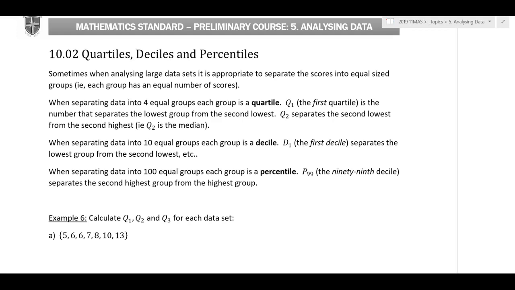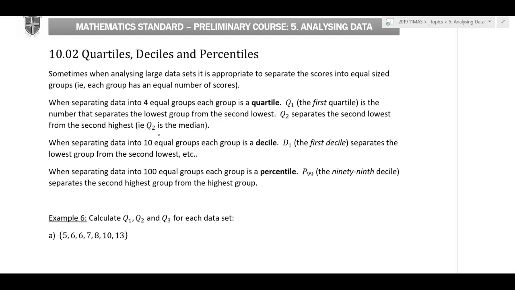Now the terminology that goes with this, we use a little subscript. Q1 being the first quartile separates the bottom group from the second bottom group. Our quartiles are what separate the groups. So for 4 groups, I have 3 quartiles. I separate the first and second, the second and third, the third and fourth. Q2, it's worth pointing out, the second quartile will be the median, because that separates the 2 middle groups.